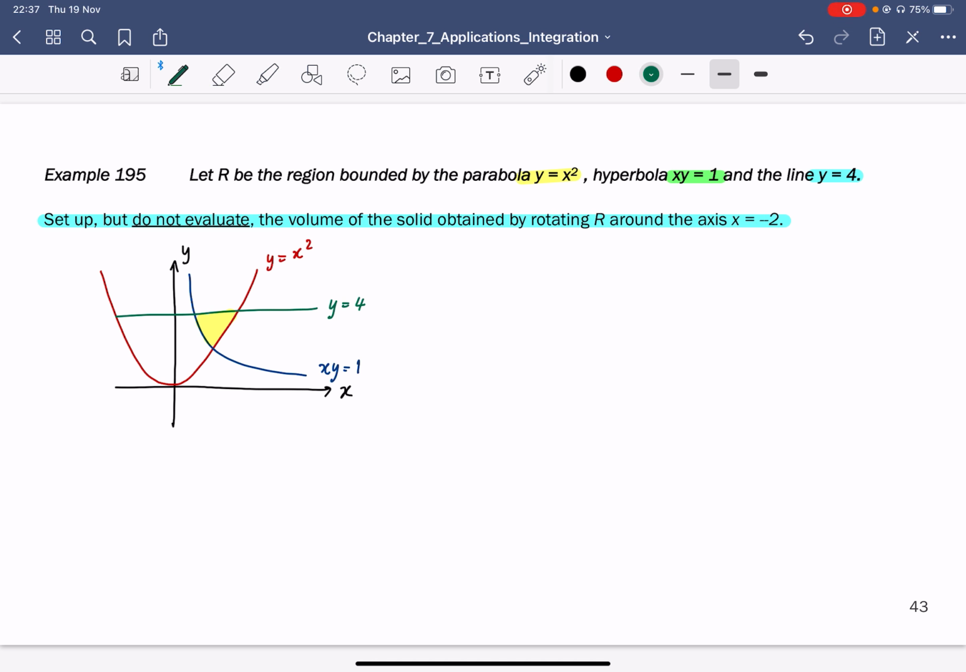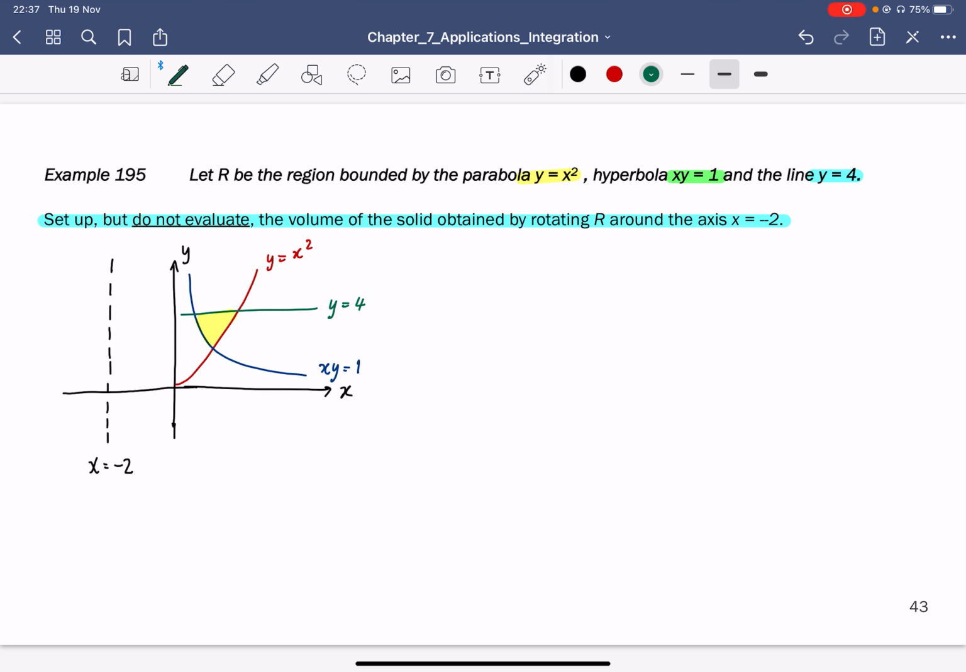So we're going to delete the picture on the other quadrant. All right, so this is a clean picture that we have. Now the question asks to rotate this region about the axis x equal to -2, which is the dashed line here. If you want to do this, you have two ways to do it. You can do the shell method or the disk method.